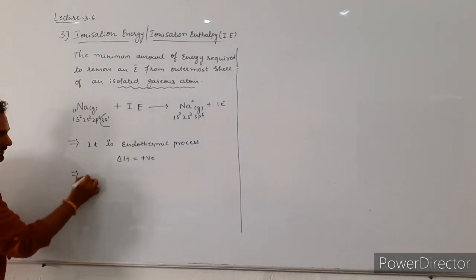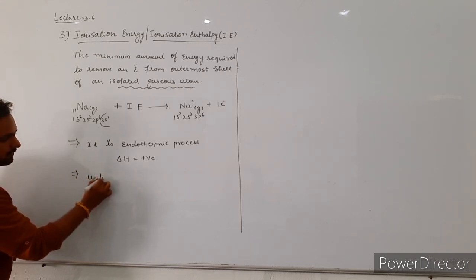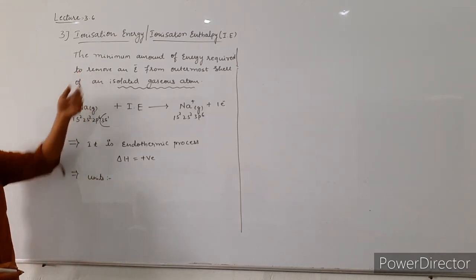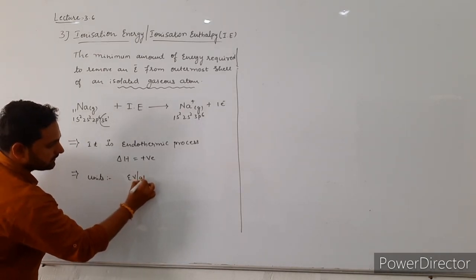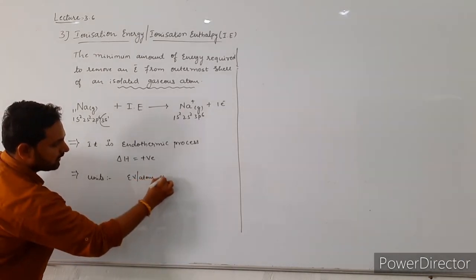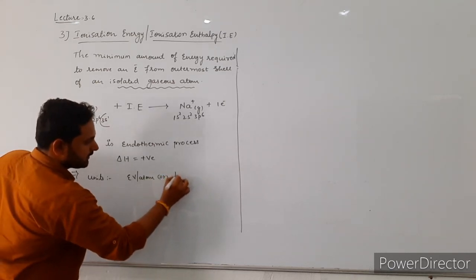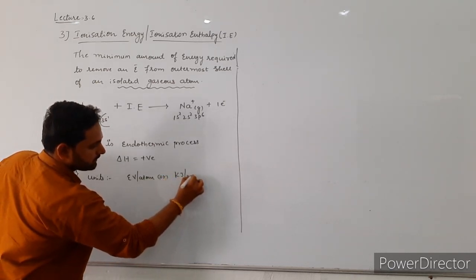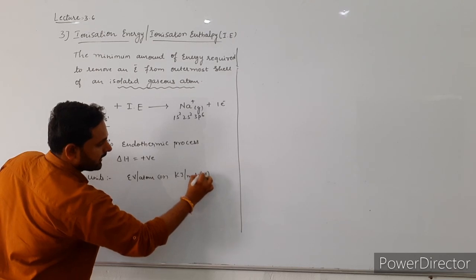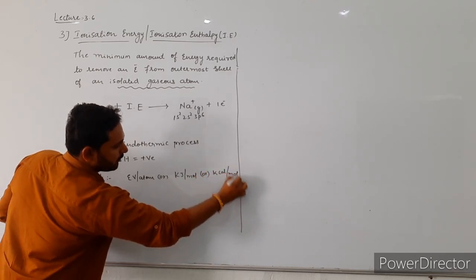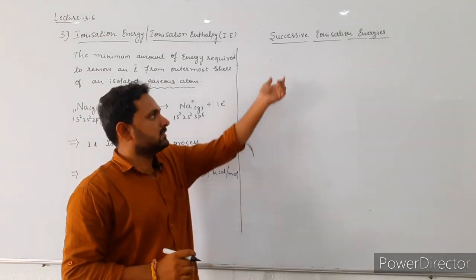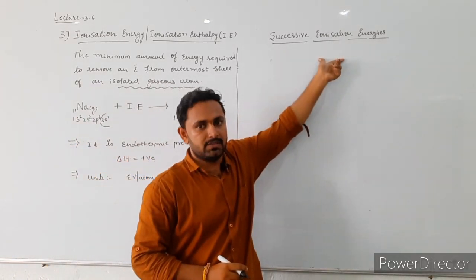And units. Ionization energy we express in electron volt per atom or kilojoules per mole or kilocalorie per mole. Now let us discuss successive ionization energies.